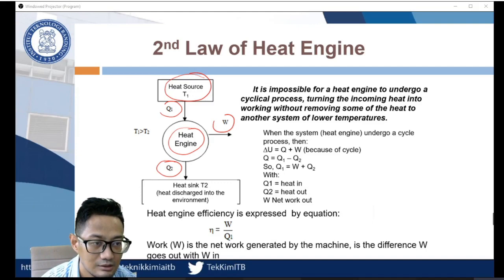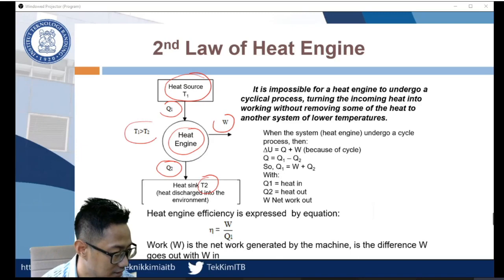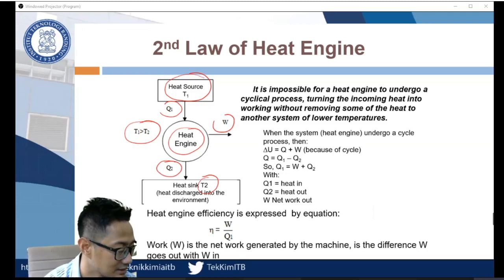Unfortunately, there will always be unused energy which will be released to the environment. That's why we put Q2 as the energy that should be removed to the environment, in this case the heat sink with temperature denoted as T2. So basically, the heat sink is the heat discharge into the environment. Don't forget, in this case, T1 is higher than T2. So the heat source has a higher temperature compared with the environment as the heat sink.